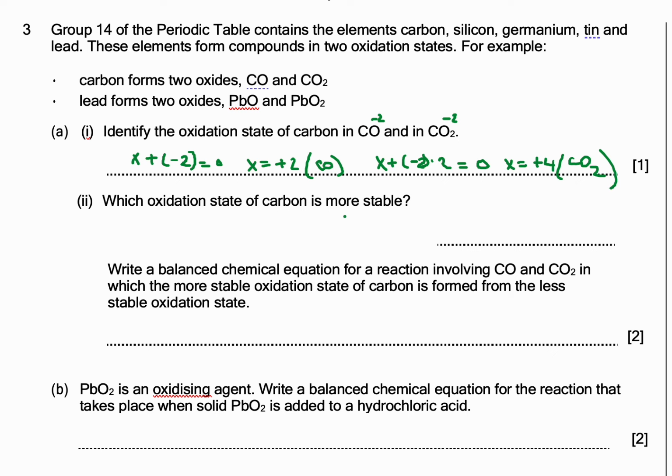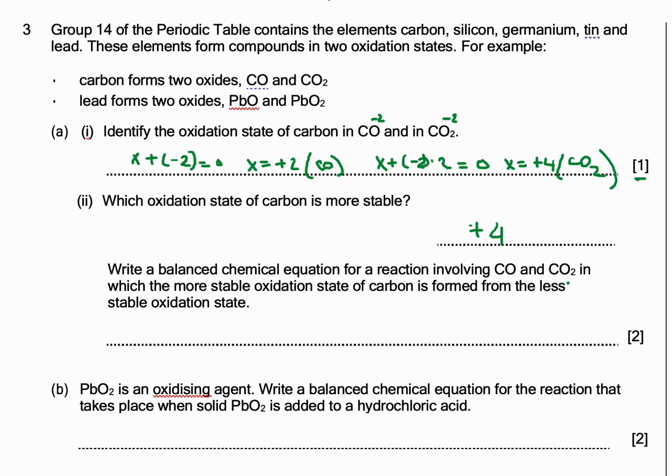Okay, next, so 1 point. If you don't write one of them, you will not score the mark, so please be careful. Which oxidation state of carbon is more stable? For carbon, the more stable is the +4 oxidation state, when all 4 electrons in the outermost shell are involved in forming bonds. Okay, next question, write a balanced chemical equation for the reaction involving carbon monoxide and carbon dioxide in which the more stable oxidation state of carbon is formed from the less stable oxidation state.